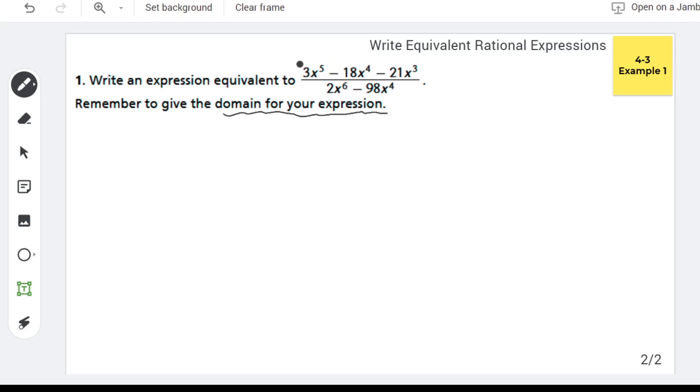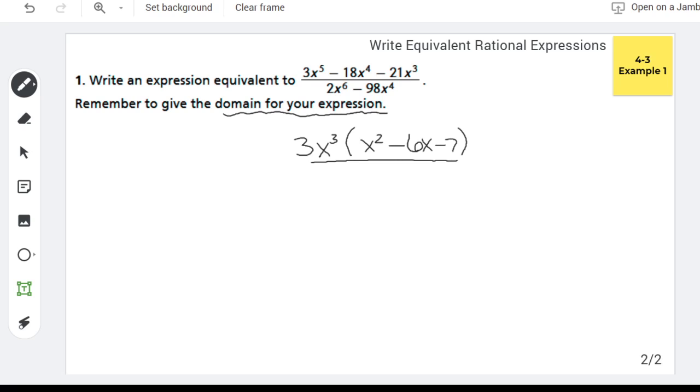In the numerator, I see that all my numbers are divisible by 3, so I'm definitely going to factor out the GCF of 3. And then my lowest exponent is an x cubed, so I'm going to be taking out a 3x cubed. So the numerator of my fraction turns into x squared minus 6x, and then 21x cubed divided by 3x cubed is 7.